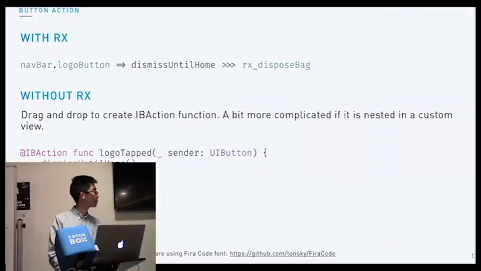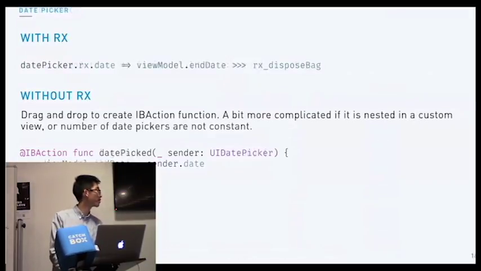Similarly with date picker, the Rx date. RxSwift is doing some smart stuff that exposes a lot of properties with the Rx namespace. You can use the dot property syntax here to get the Rx date, and then we bind it to the end date in the view model. If we're not using it, then we have to resort to IB action methods. And just to point out, we're using some of the custom operators that we define ourselves. We'll be covering those in the best practices section.